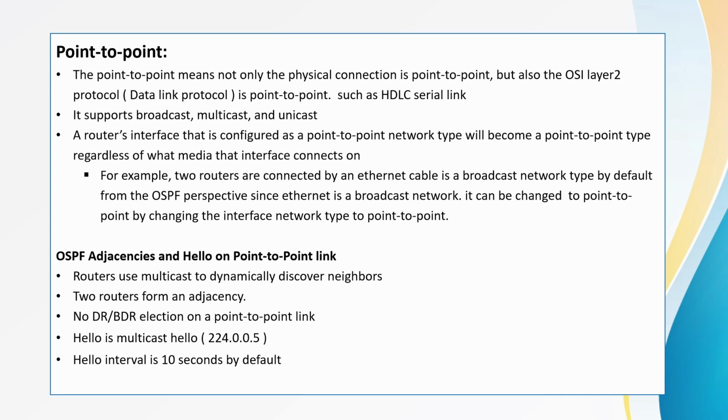So OSPF adjacencies and hello on point-to-point links: routers use multicast to dynamically detect the neighbor. Two routers form the adjacency directly. No DR and BDR elections on the point-to-point link. Hello is a multicast hello. That means the hello destination is 224.0.0.5. Hello interval is 10 seconds by default.